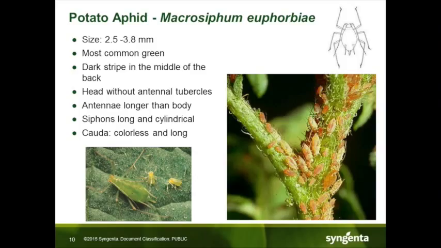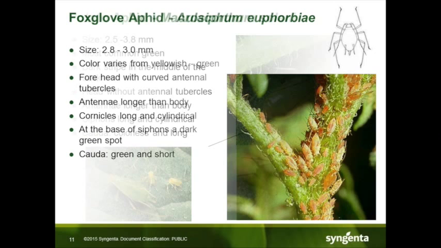So one you might find that's a fairly large aphid is the potato aphid. It generally is green in color, but that can also vary depending upon what they're feeding on. One of the things to look for with potato aphids is this dark stripe along the back side of the body. You'll see that it's kind of slightly darkened. Also, they tend to have very long cornicles, cylindrical cornicles that are somewhat colorless, and the cauda is also quite long too. Very characteristic of potato aphid.